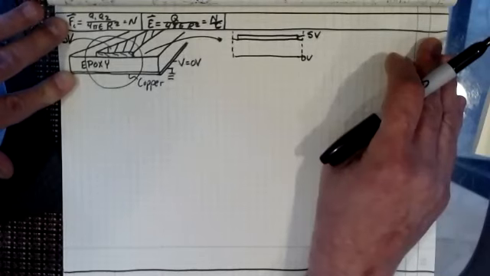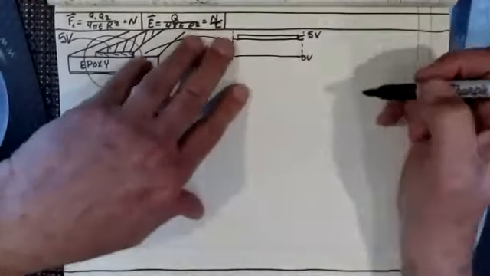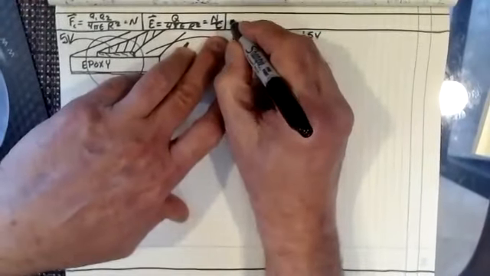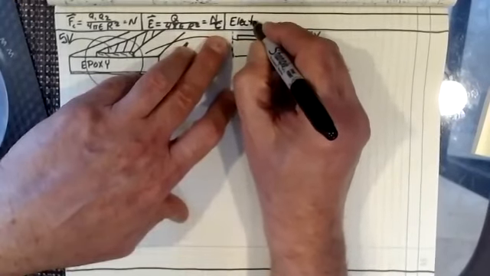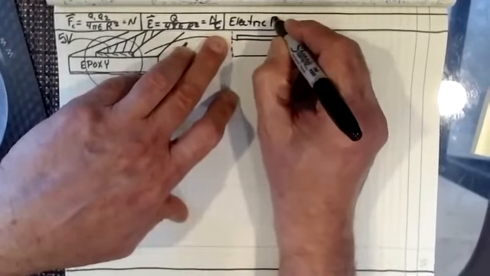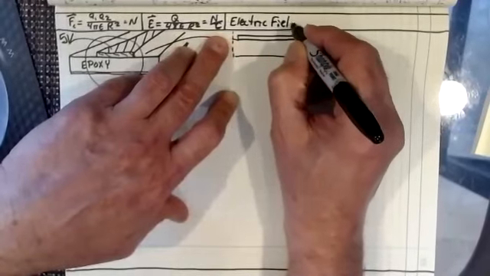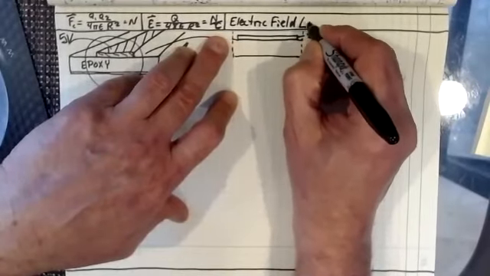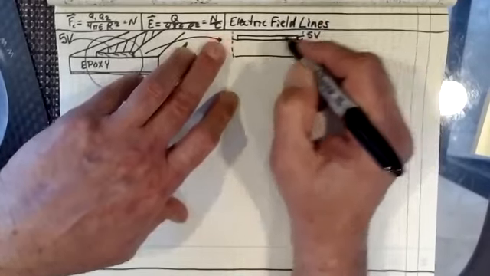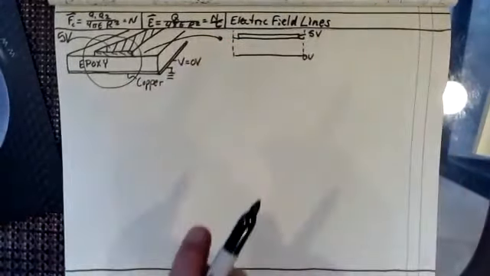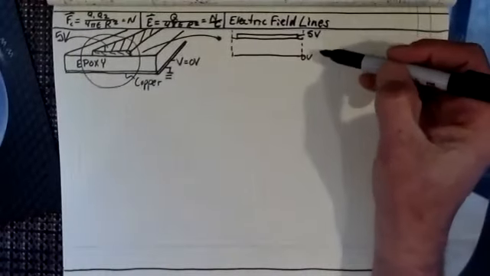Now, how are the electric field lines drawn? This is something I want to put up here too: electric field lines. What are the rules of thumb for drawing electric field lines?